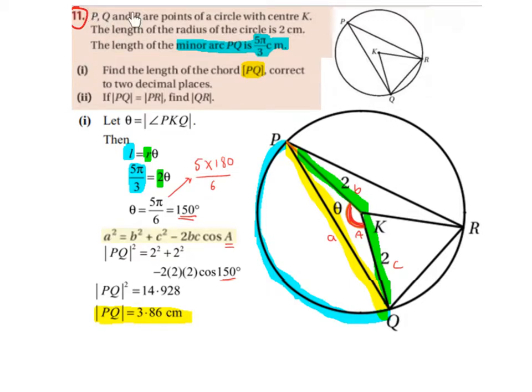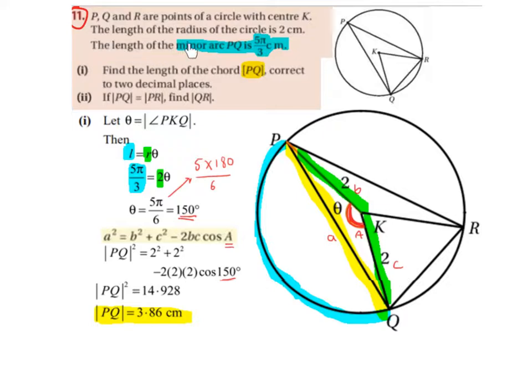P, Q and R are points of a circle with a centre K. So here we have a circle, centre K, with points P, Q and R on the edge. The length of the radius of the circle is 2 centimeters. So from K to Q is 2 centimeters. From K to R is 2 centimeters.